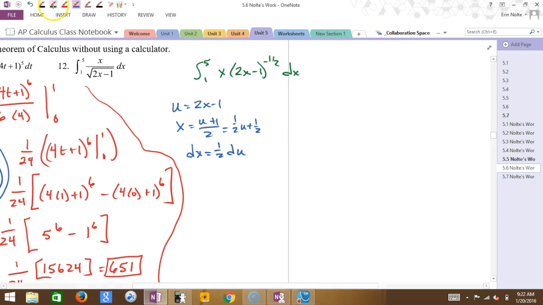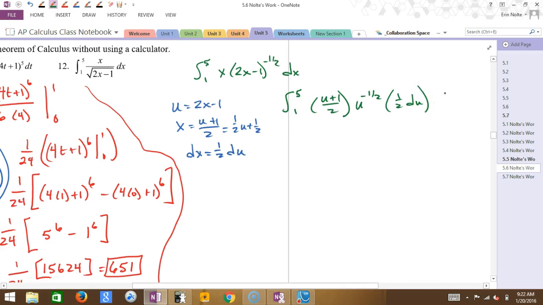All right, so now here comes the part where I substitute all of the blue stuff into that green equation. Okay, so I have the integral from 1 to 5. X is equivalent to u plus 1 over 2. I have my u right there, so I have u to the negative 1/2. And dx is equivalent to 1/2 du.